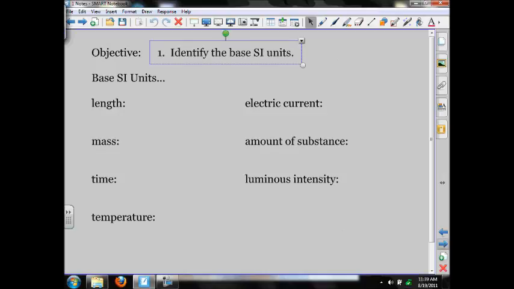Now we want to identify the base SI units. Hopefully we know those, if not all of these already. Why is it important to have SI units? Yeah, it's the same no matter where we are. All right. What's the SI unit for length? Meters, mass, kilogram. What do we know about a kilogram? What's going on with the kilogram? It's like, yeah, it's changing.